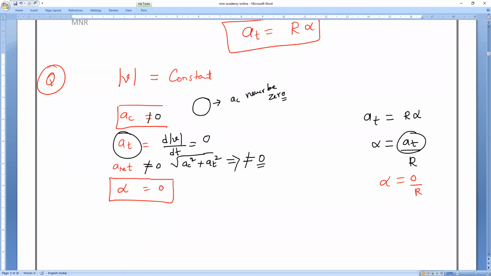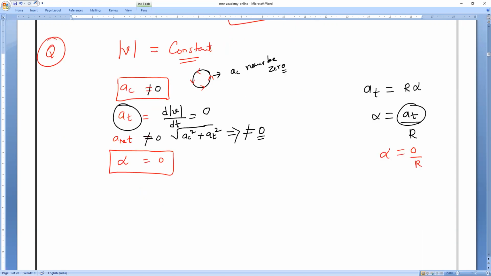Remember, whenever the speed of a body remains constant in a circular motion, only two accelerations exist and two accelerations are 0. The two that exist are the centripetal acceleration and the net acceleration. The remaining two accelerations that are 0 are the tangential acceleration and the angular acceleration. Very important. Okay, so please make it.